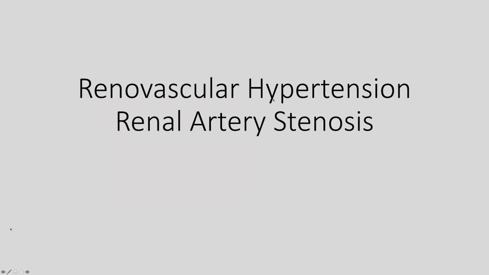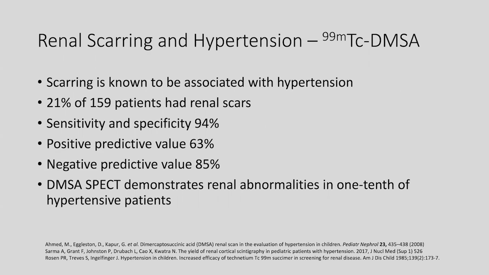So in the case of renal vascular hypertension, where the patient may be suspected of a renal artery stenosis, the DMSA plays a role. Renal scarring is known to be associated with hypertension. 21% of a number of patients have renal scars. The sensitivity and specificity of the DMSA is pretty high, at 94%. The positive predictive value is 63%. The negative predictive value is 85%.